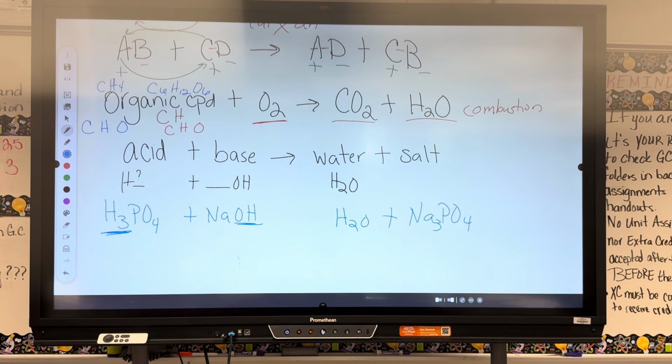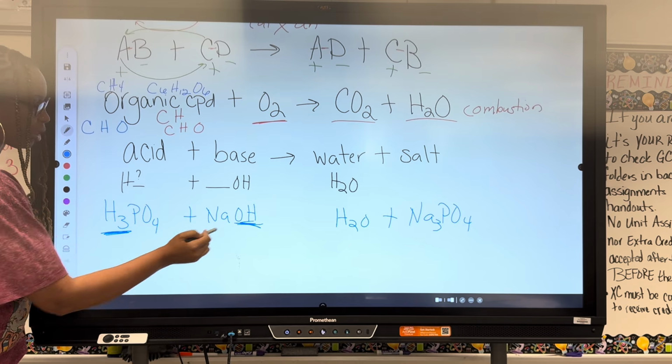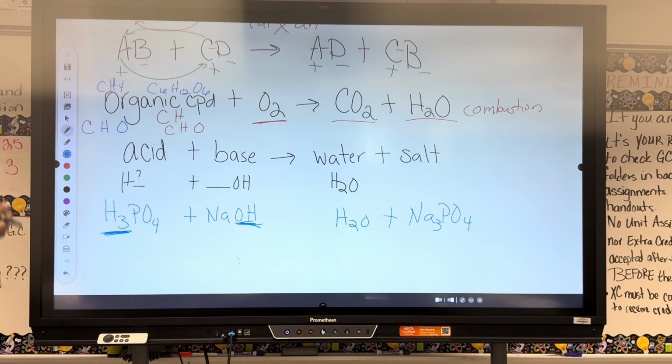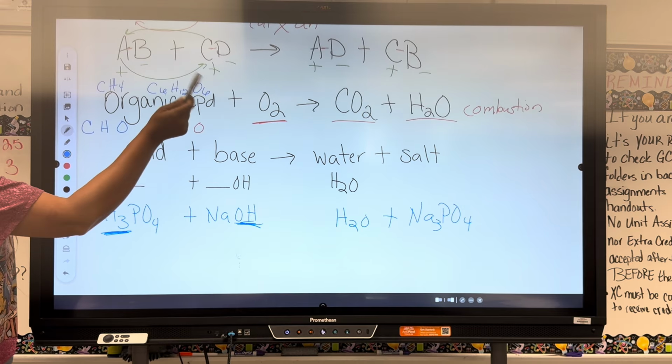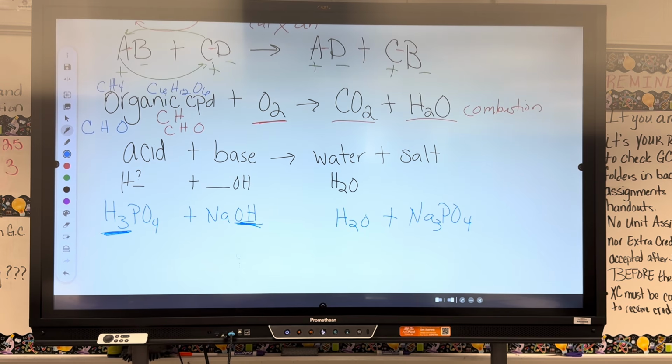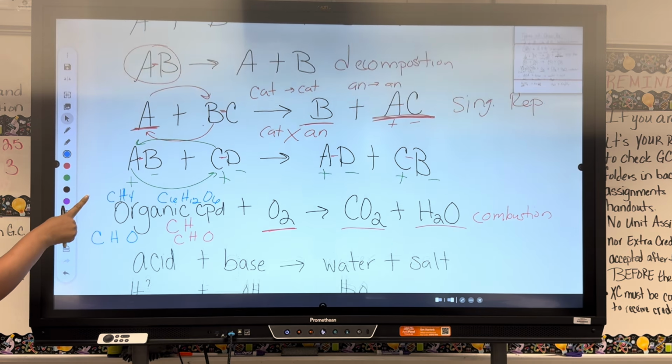So the way you recognize acid-base is one of them starts with hydrogen, the other one has hydroxide. One of my products is going to be water. Organic compounds with combustion, organic with the oxygen, you're going to get carbon dioxide and water. And I'm just going over the basic types of reactions. If you need another type, just let me know, because there are some others that you might be looking at as well.